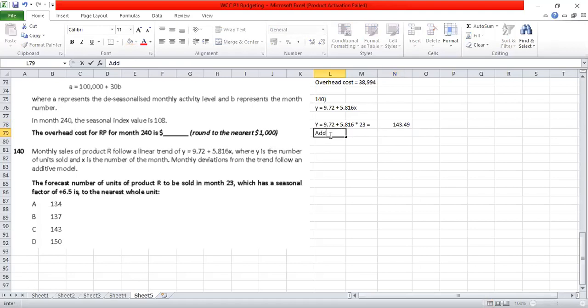The seasonal component, whatever is mentioned, is to be adjusted. So add the seasonal factor. And how much should the adjustment be? It is plus 6.5, so we have to add 6.5. Round it off to the whole value, which is 150 units. So Y is equal to 150 units.